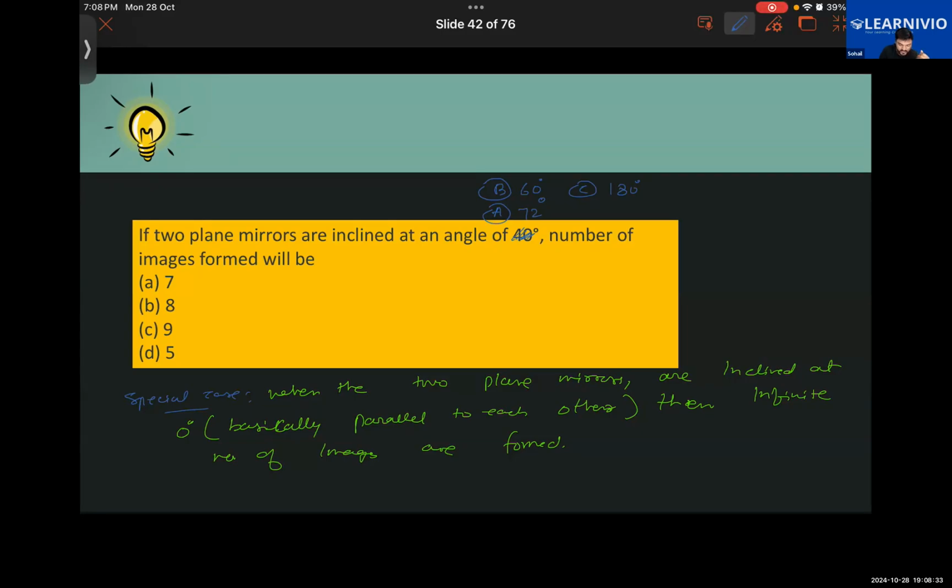Okay. And for you guys, yeah, Abdullah, now it is correct. Good. See, basically 360 upon 180, it is 2. If n is 2, thereby we are supposed to subtract 1 from it. So thereby one image will be formed here. Now basically 2 plane mirrors, you have kept it like this. So thereby only one image will be formed.